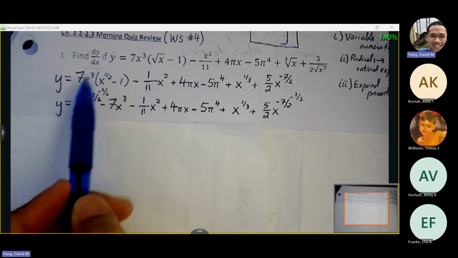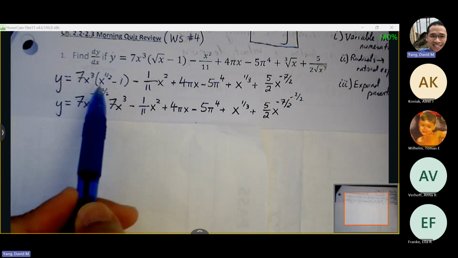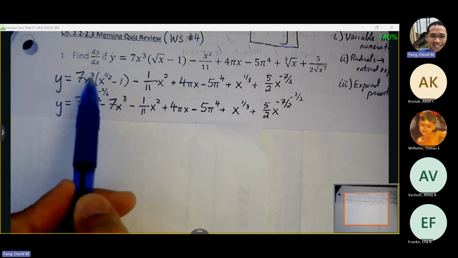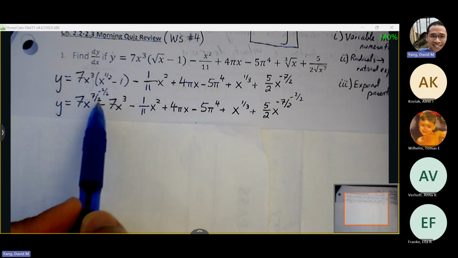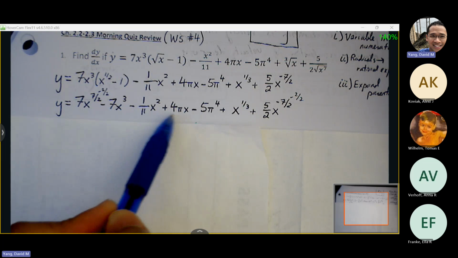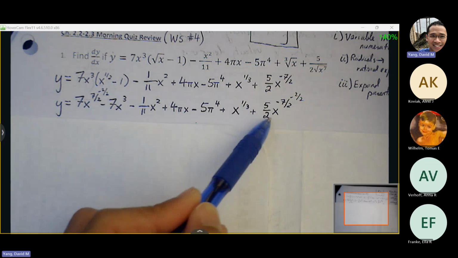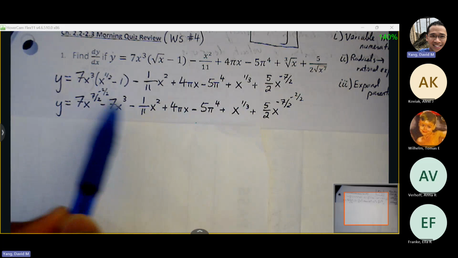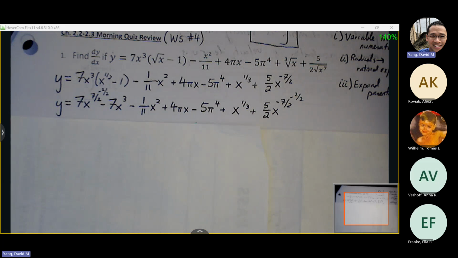Still in the cleanup stage here, I'm distributing the 7x cubed through. And as I do that, make sure that you're not multiplying exponents, you're adding exponents. So 3 plus 1/2, the same thing as 6/2 plus 1/2, which is 7/2. So now every term should be ready for power rule. And now we can move into our power rule derivative stage. Any questions so far?